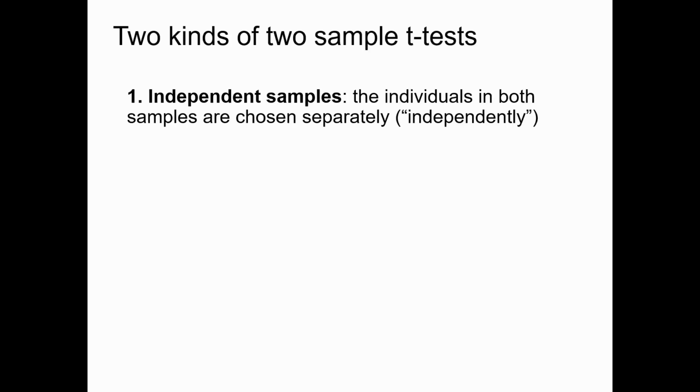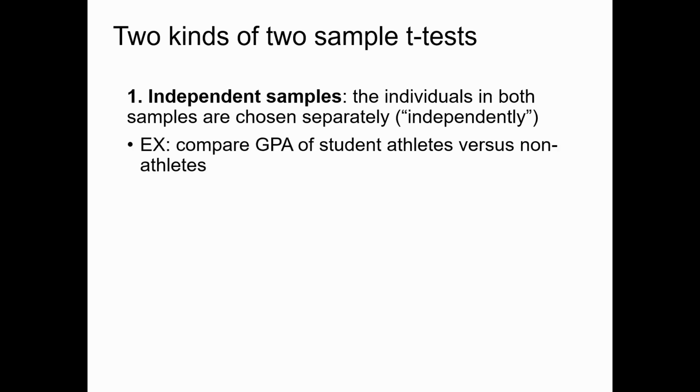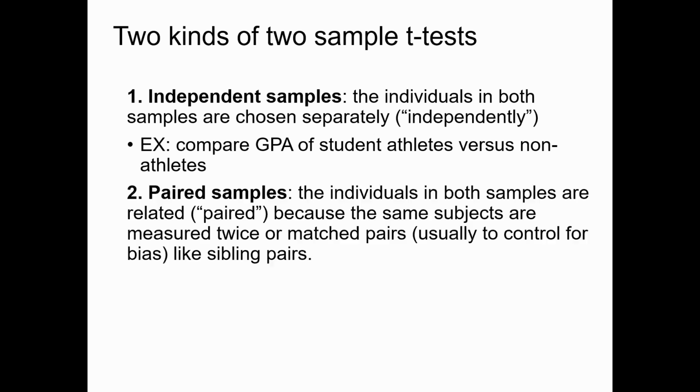There are 2 kinds of 2-sample t-tests, right? There's the 1-sample t-test and 2 kinds of 2-sample t-tests. The first one we use for independent samples. The individuals in both samples are chosen separately, or they're chosen independently. For an example, compare the GPA of student athletes versus non-athletes.